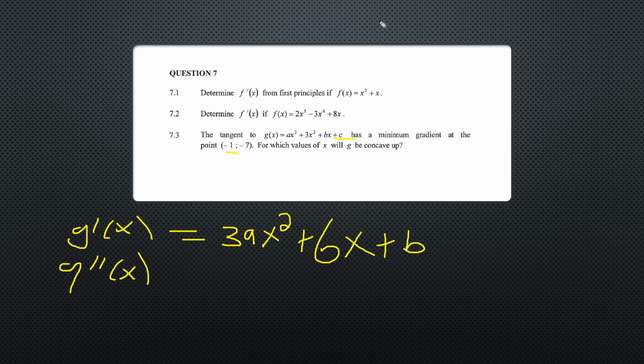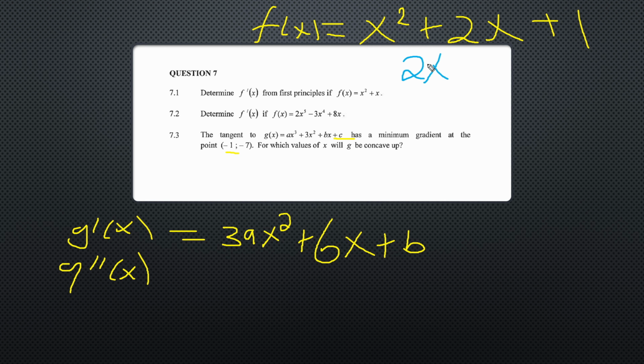So if you have an equation that says f of x equals x squared plus 2x plus 1, if you differentiate this one time, you are going to get 2x, then plus 2. This one will always be 0 because it's a constant, you can't differentiate it.